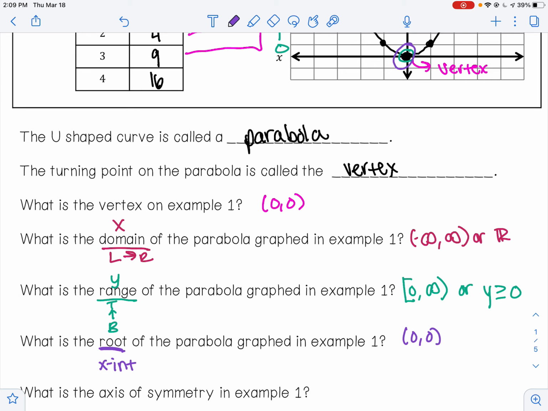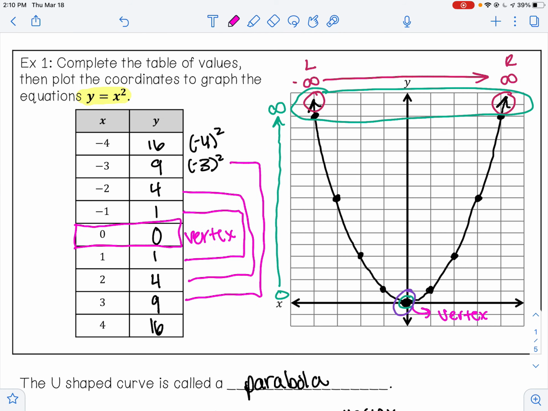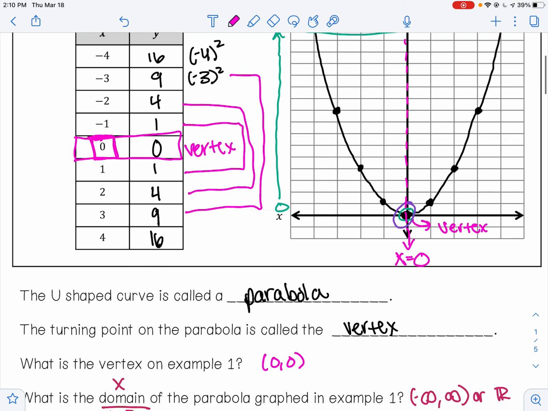And then we have, what is the axis of symmetry in example 1? Remember that the axis of symmetry is the same thing as the line of symmetry, and it is a vertical line that cuts the parabola into two symmetrical pieces, and it goes straight through the vertex. So here, my axis of symmetry is x equals 0. Remember, it will always be x equals the x coordinate of your vertex.